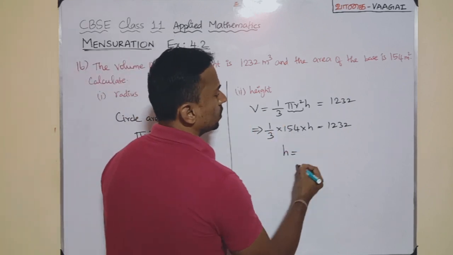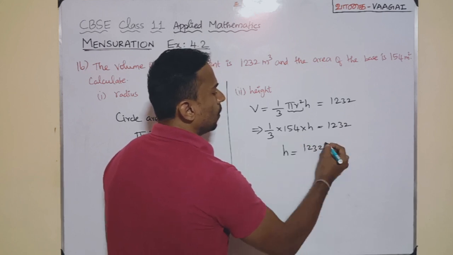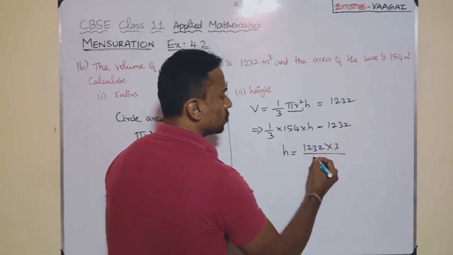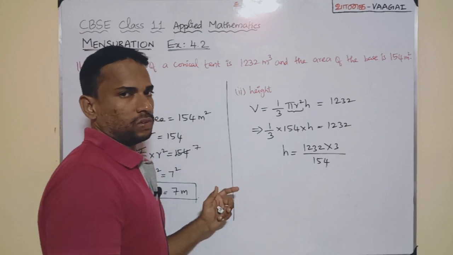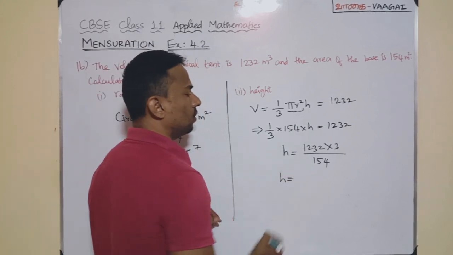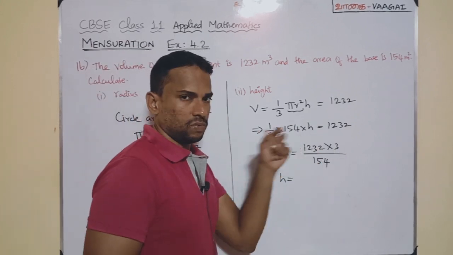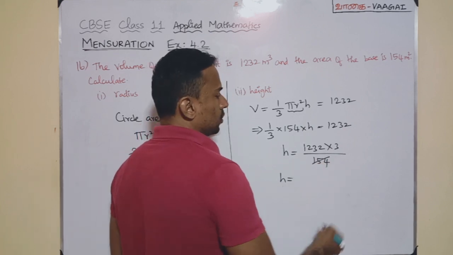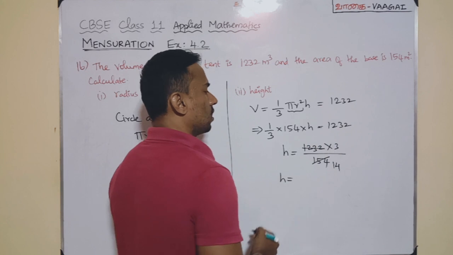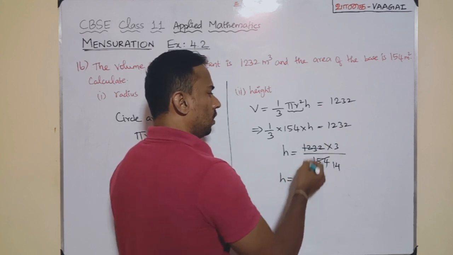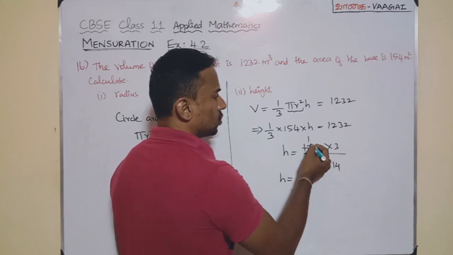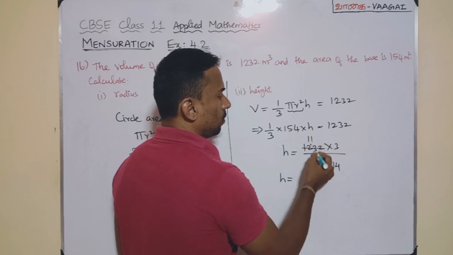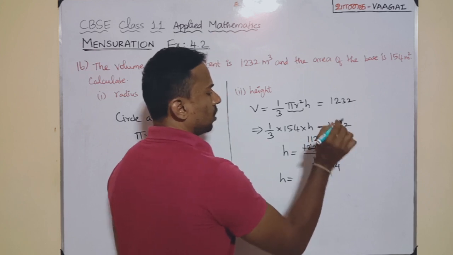I can get the answer. So h is equal to 1232 multiplied by 3 divided by this 154. Now I can simply finish my calculation like this. So h will be equal to, first of all let's try to simplify here. So I can cut with the 11 table, right? 11 table means it will be 14 times, and here if I cut with 11 table, I will get 11 ones are 11, balance 1, 11 ones are 11, balance 2, and 11 twos are 22.